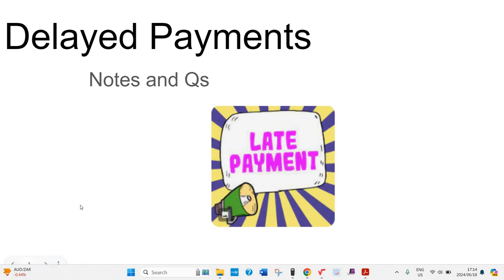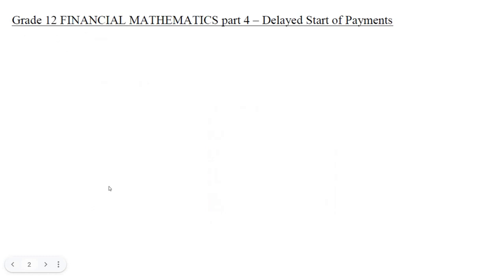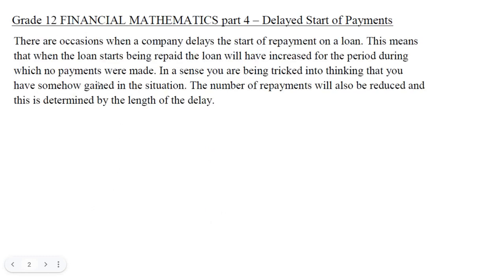Okay, we're going to look at delayed payments and how that works. What it means is there are sometimes when you've taken out a loan, but you don't start your payment at the end of the first month. In fact, maybe you don't start for 2 or 3 or maybe even 6 months. Some businesses set it up that way, saying you don't have to pay for this amount of time, and it's just how it works. Well, how do you deal with that?